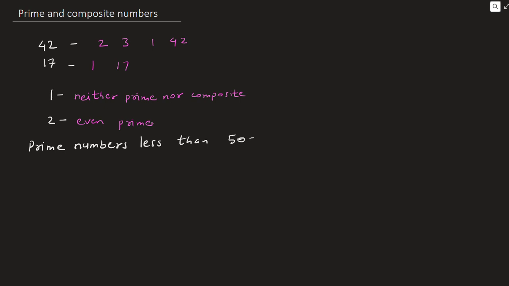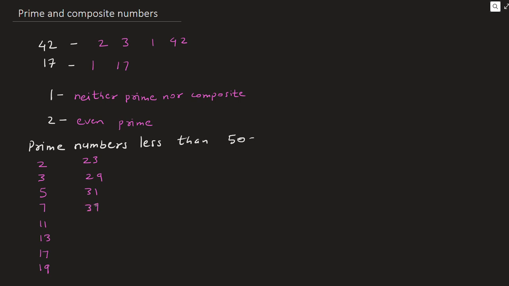So the examples of prime numbers I will just list down: 2, 3, 5, 7, 11, 13, 17, 19, 23, 29, 31, then 32, 33, 34, 35, 36 are all composite.